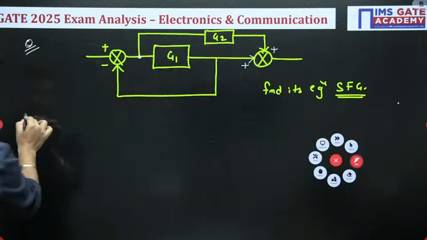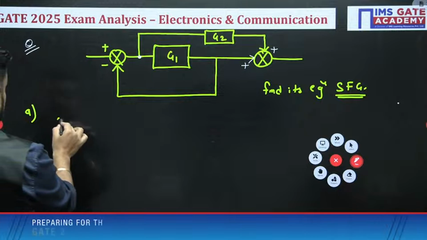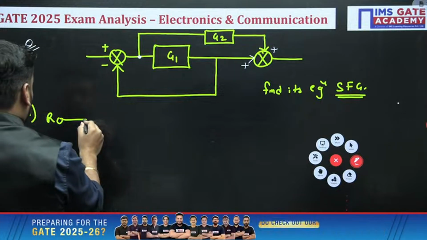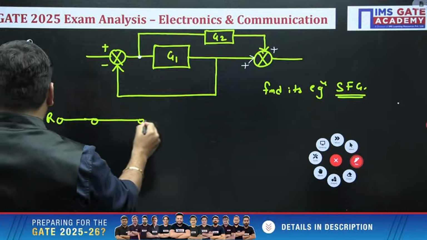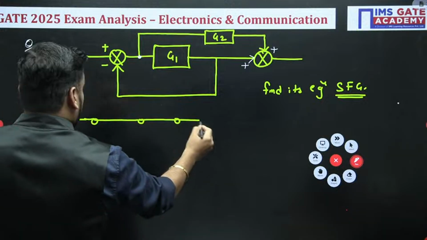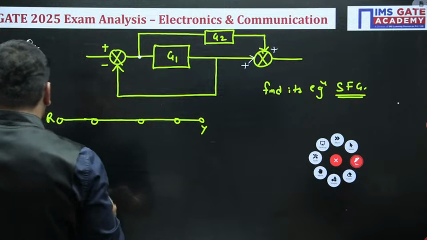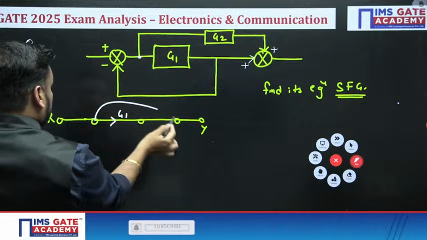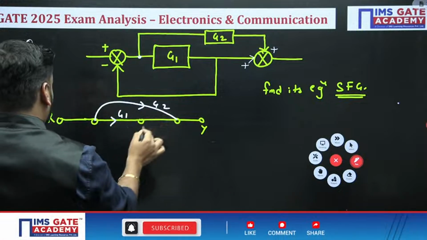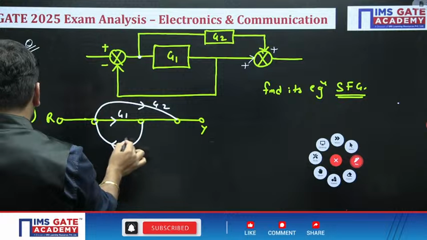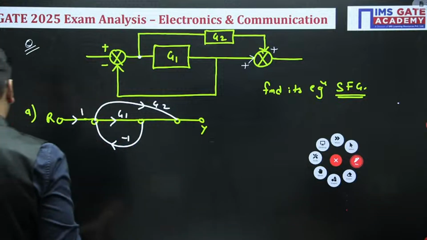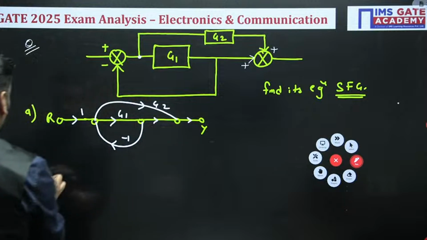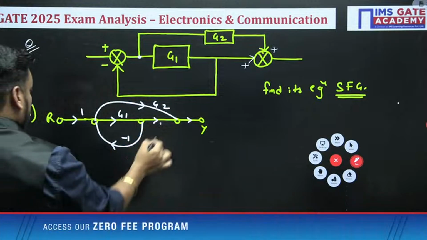So option A is given to us. Option A is this. This is R. Here we have one node, here we have one node, here we have one node, here we have one node, and here we have the output node. Here we have G1 given by the examiner. This node is coming to this, and this is G2. This is coming to here. This is minus 1, and this is 1. This is the first diagram given to us, guys. Now B, here is also 1.